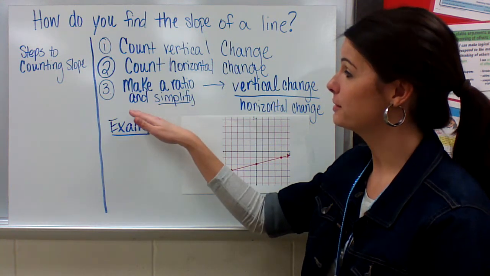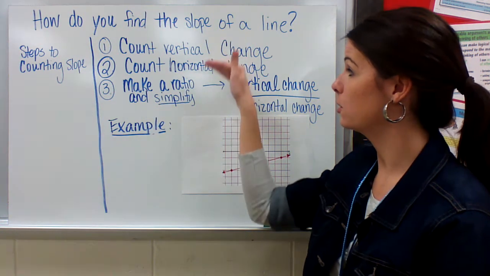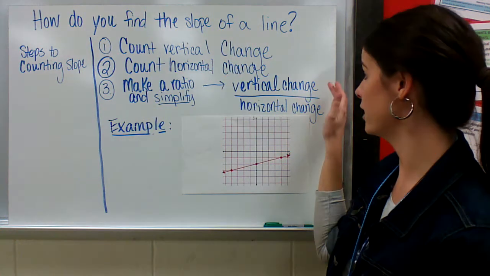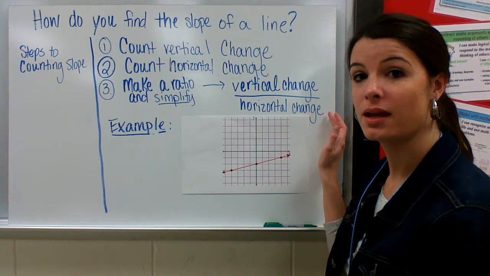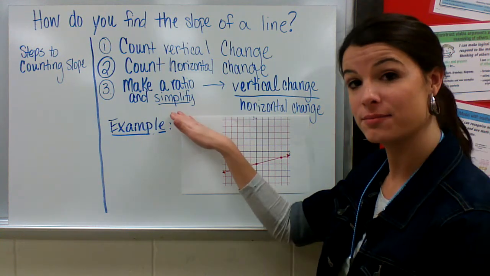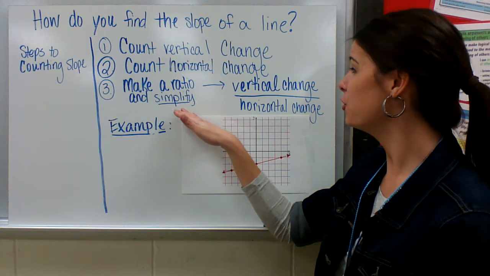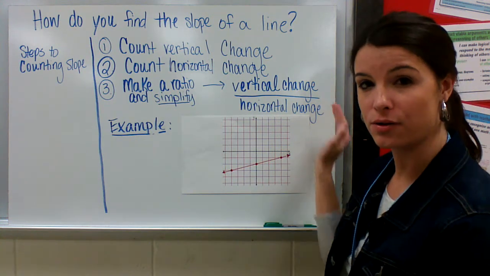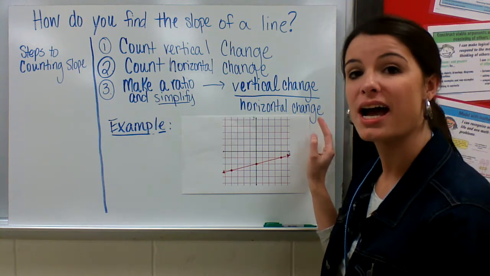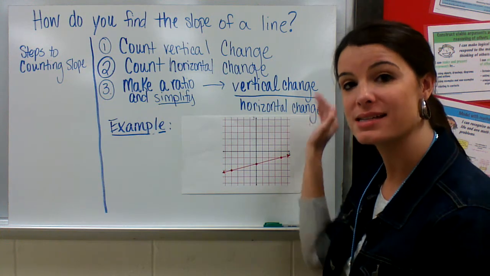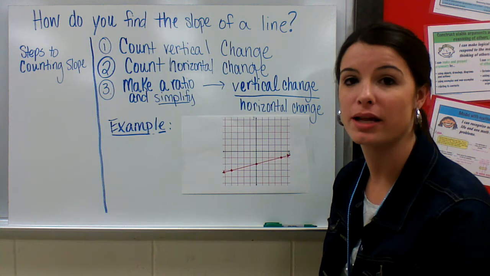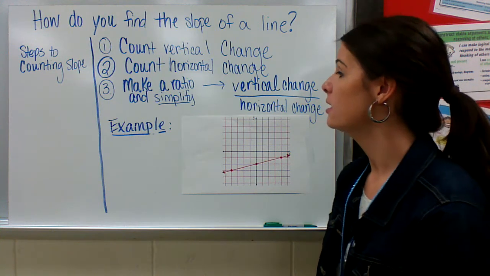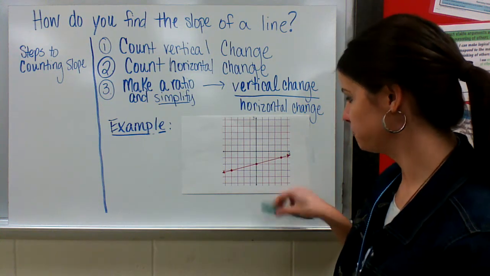And then you're going to make a ratio with that vertical and horizontal change. The vertical change is the numerator, the horizontal change is the denominator. And then you always simplify. And if your vertical change is greater than your horizontal change, I still want you to leave it as a fraction, just an improper fraction. Don't change it to a mixed number like you've done in the past, okay? All right, so let's try an example.